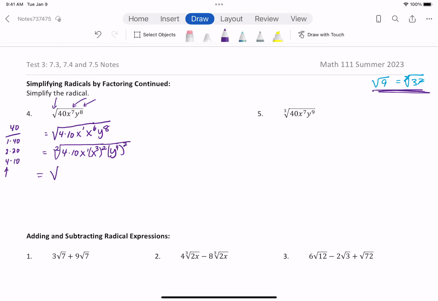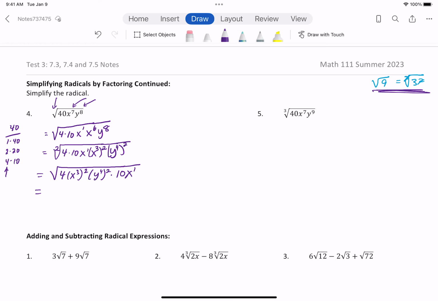So I'm going to write these in the order where all the things that we're going to be able to take out of the radical come first. So I have a 4, that's a perfect square. The x to the 3rd to the 2nd power, and the y to the 4th to the 2nd power. All of those are going to be able to come out. And then we have left 10 times x to the 1st.